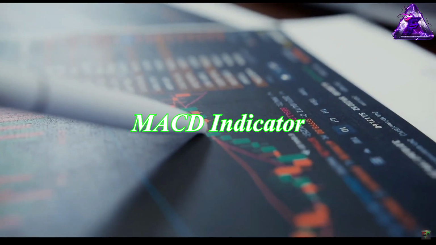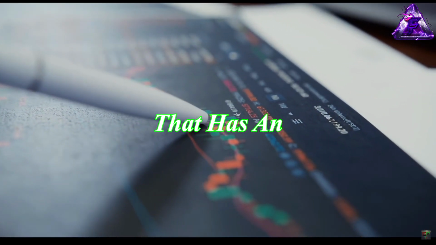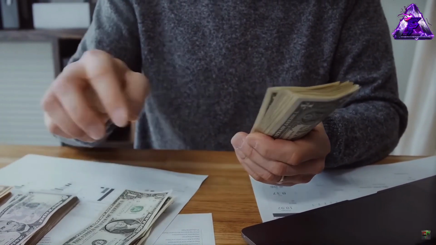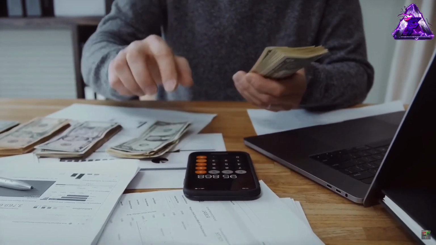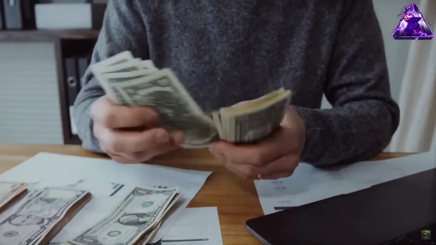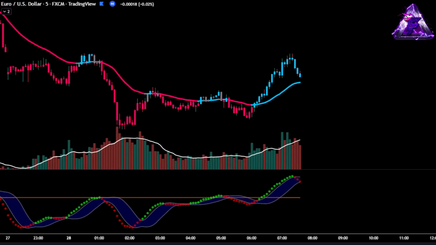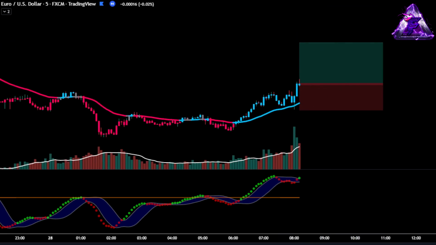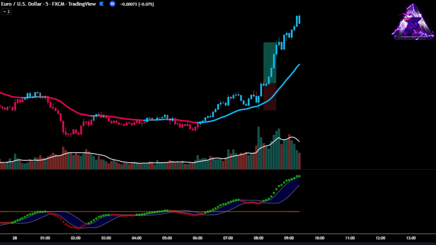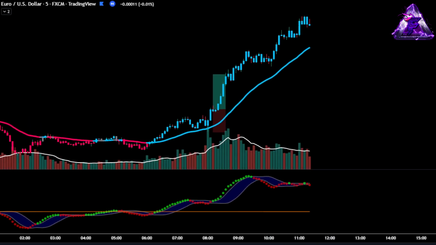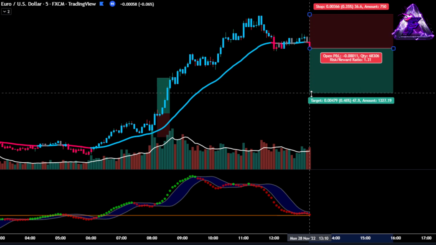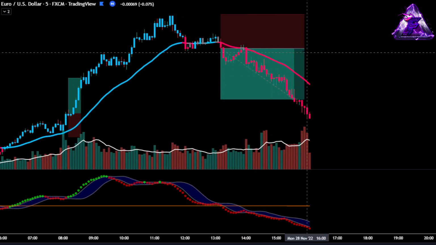I have found the best MACD indicator strategy that has an extremely high win rate. Even though the strategy is very simple and easy to follow, this strategy still makes a lot of insane profits. This strategy uses an improved version of the MACD indicator that works a lot better at providing accurate buy and sell signals. This means that we will be able to take positions that are a lot more profitable by using this simple improved MACD indicator.